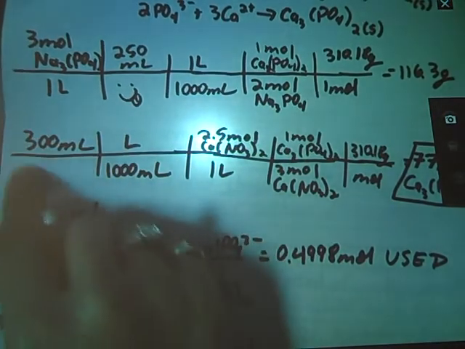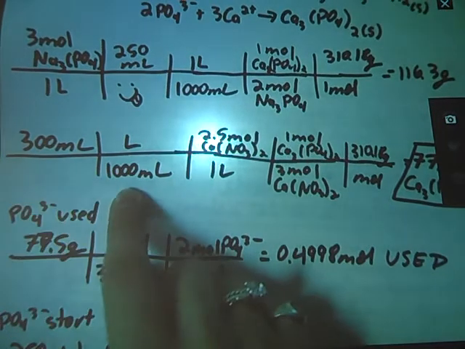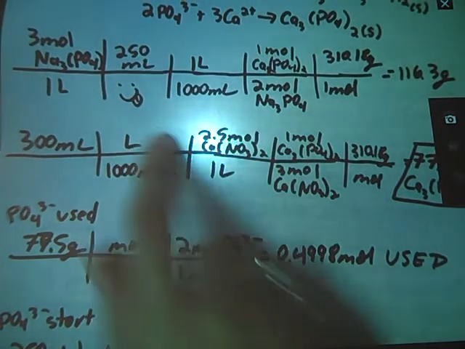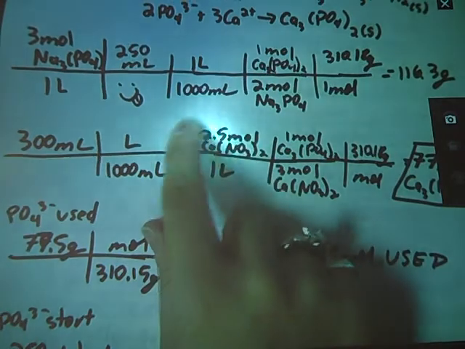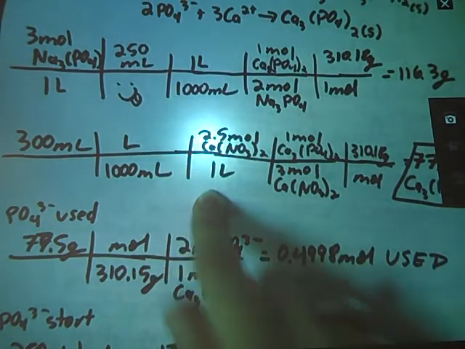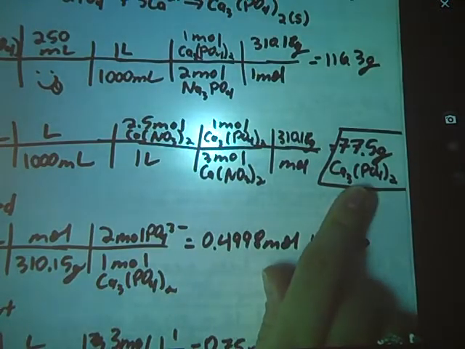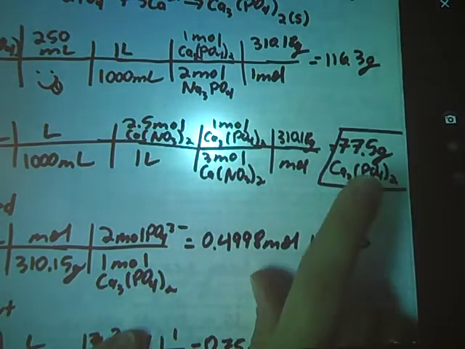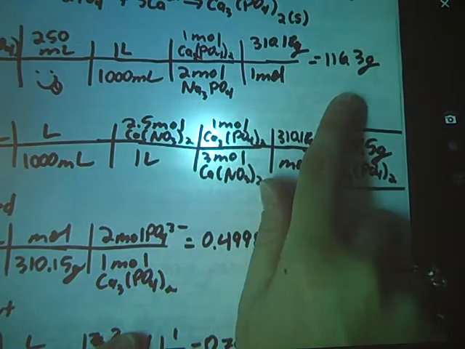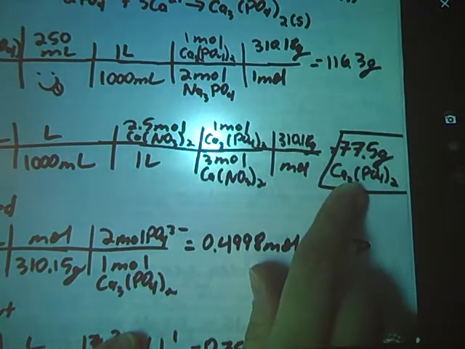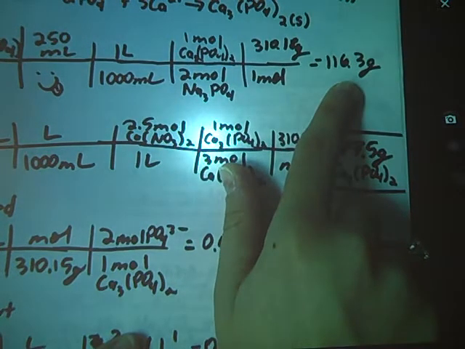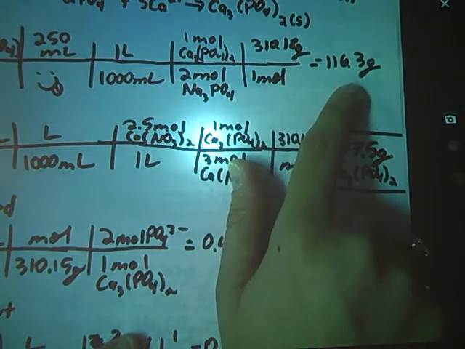So 300 mL of my calcium nitrate solution. Don't like milliliters. Convert to liters. It was a 2.5 molar solution of the calcium nitrate. Convert from reactant to product. Formula mass gives me my mass of solid product created. Notice this is the smaller number than this one up here. Means my calcium in my calcium nitrate ran out before I could make this much product. Means my phosphate is in fact in excess.